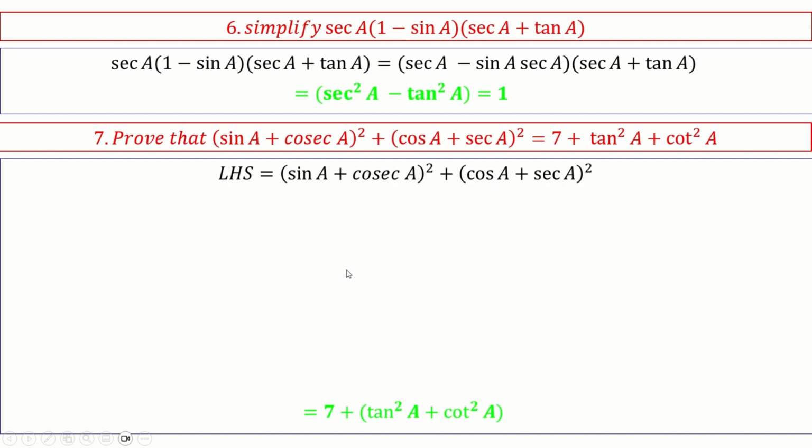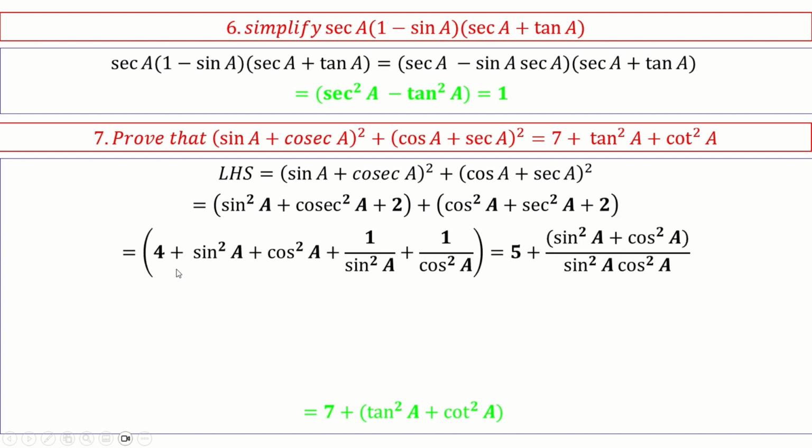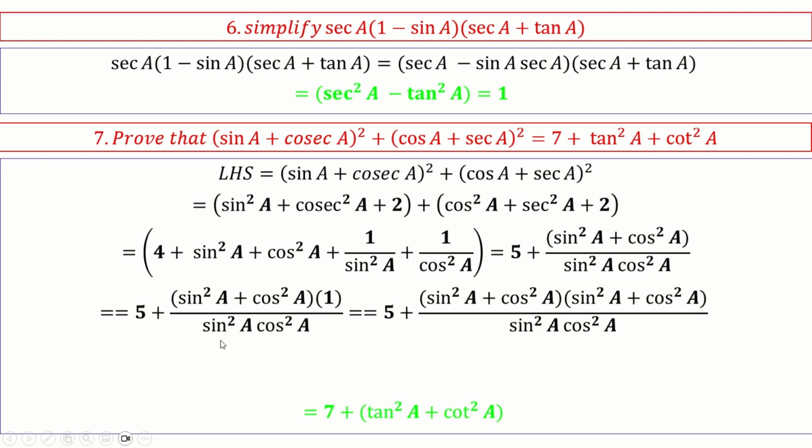Okay, prove this one. LHS is this value. Now expand it. Sin square A plus cosec square A plus 2, plus cos square A plus secant square A plus 2. So 4 is there already. And then I get sin square A plus cos square A plus cosec square A and secant square A, which is equal to 4 plus 1, 5, plus some value here. Now this also I will write as into 1, and I am writing 1 as sin square A plus cos square A. I am just multiplying with sin square A plus cos square A.